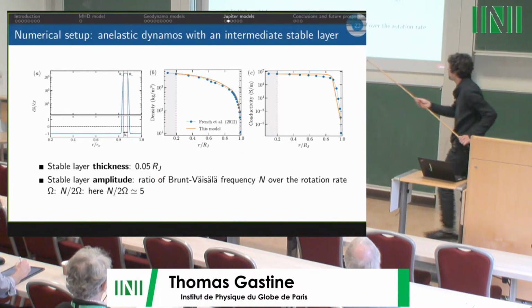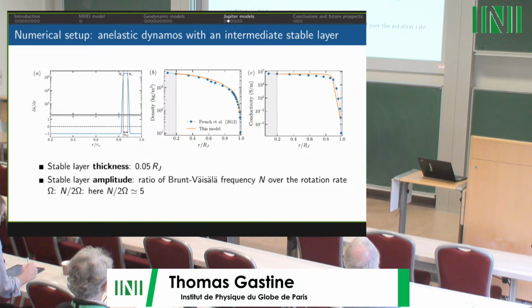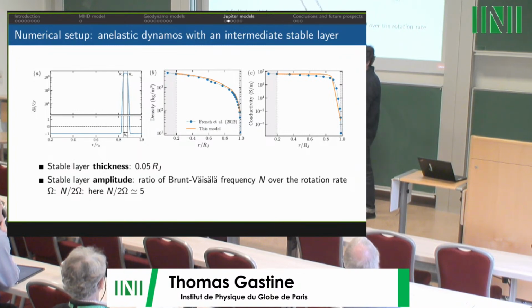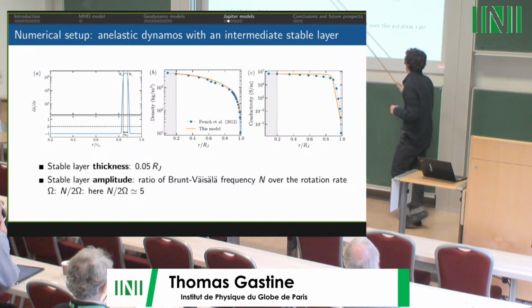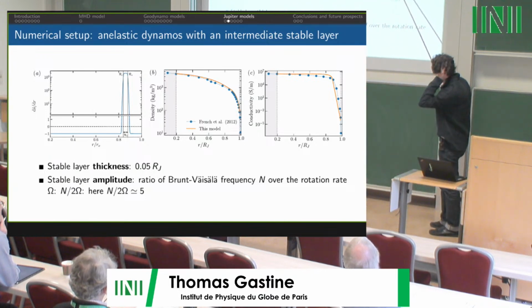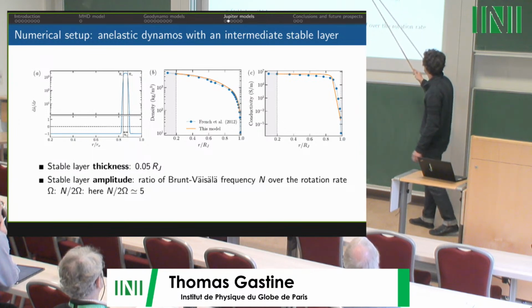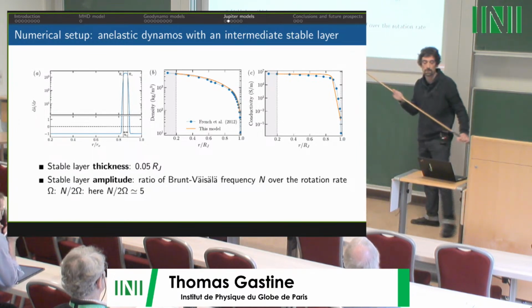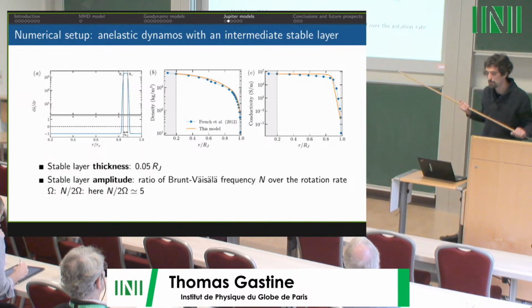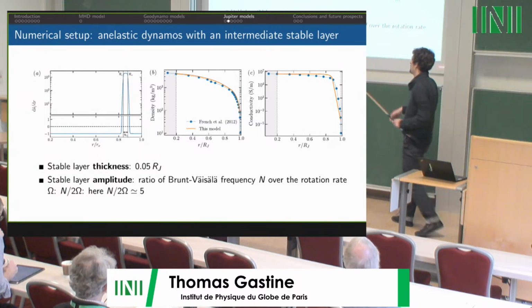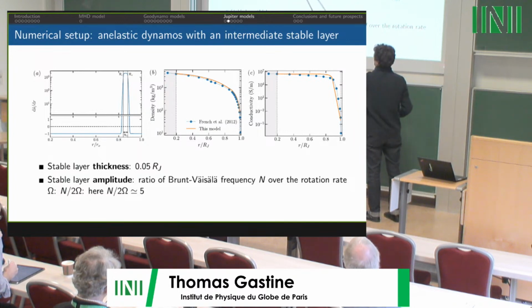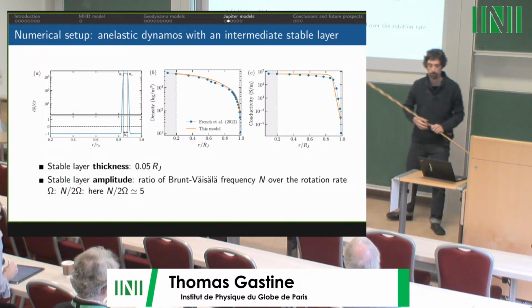To model this layer, I simply consider an ad hoc entropy gradient profile that is getting superadiabatic in some places and subadiabatic in the rest. By doing that, I can easily tune the location and the degree of stratification of this layer. And then the density and the electrical conductivity of the numerical model in orange are fairly close to the internal models of Jupiter from French et al. So I will be mainly presenting one simulation where N over omega is very large, of the order 10 here in the stably stratified layer.